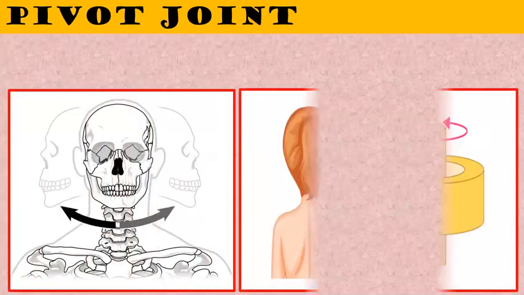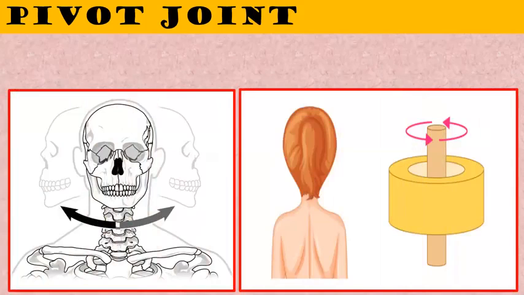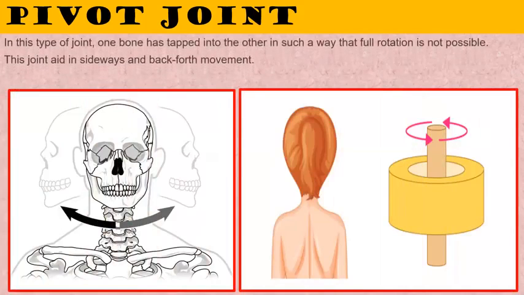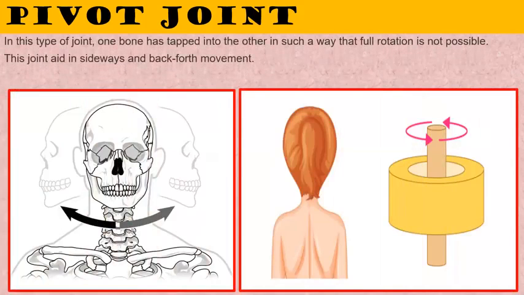Pivot joint. In a pivot joint, a cylindrical bone turns in a ring-type bone. The pivot joint allows rotation around an axis. A pivot joint exists between our skull and the top vertebra of the backbone. A pivot joint between our skull and neck allows our head to bend up and down and from side to side.